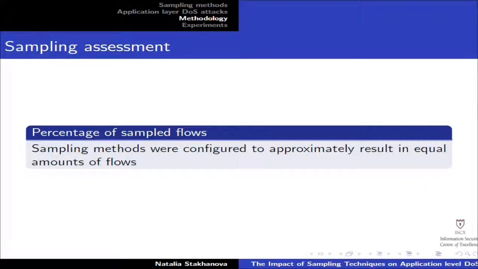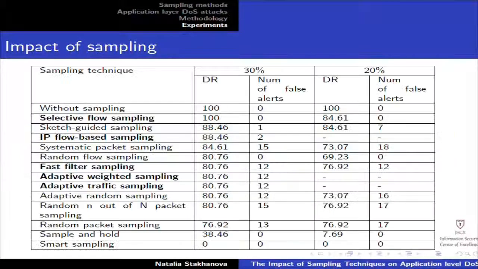Now, what did we get? This is probably the most exciting part. Here you see all the techniques and two columns. The first column basically shows the percent of flows that have been sampled. As you can see, for the 30% column, we were able to get sampling from all the techniques. The 20% unfortunately misses a couple of them.